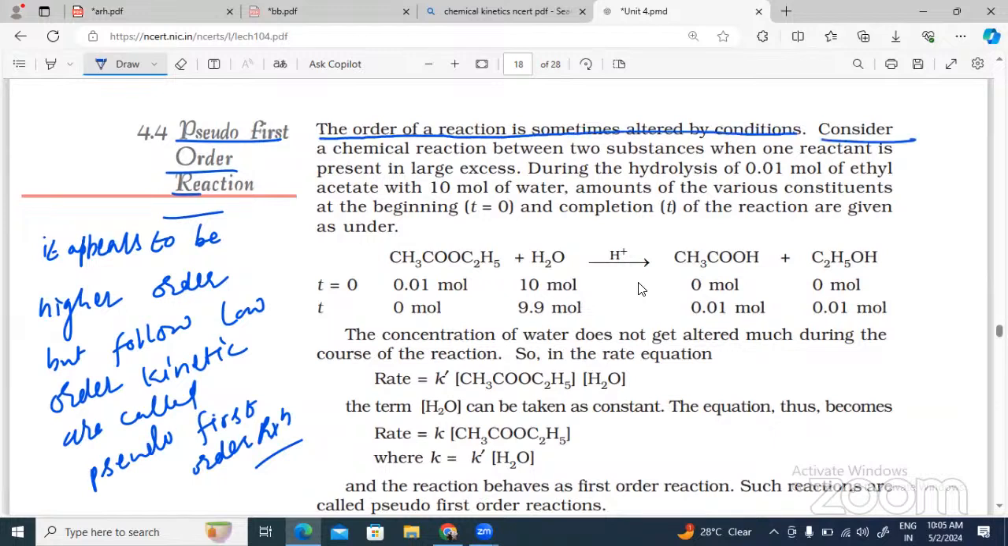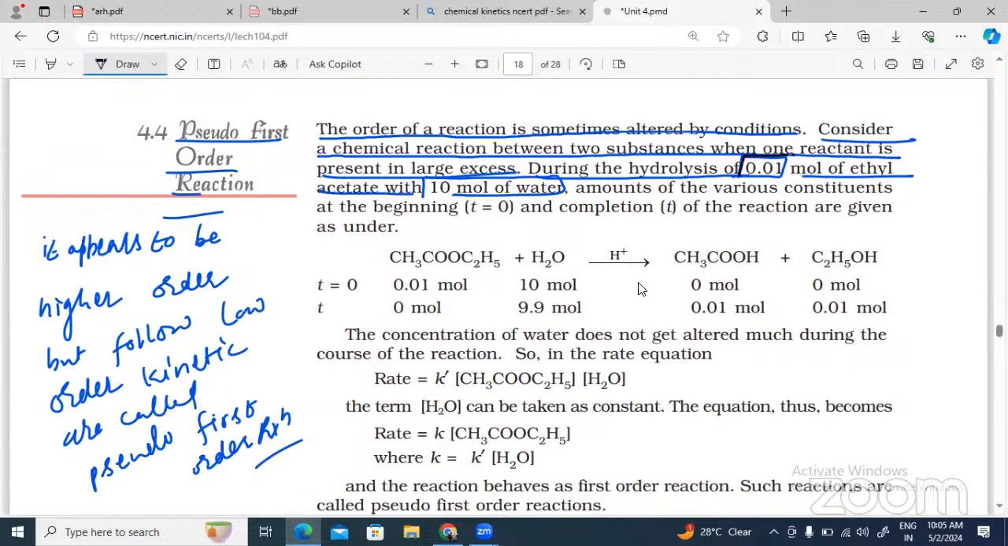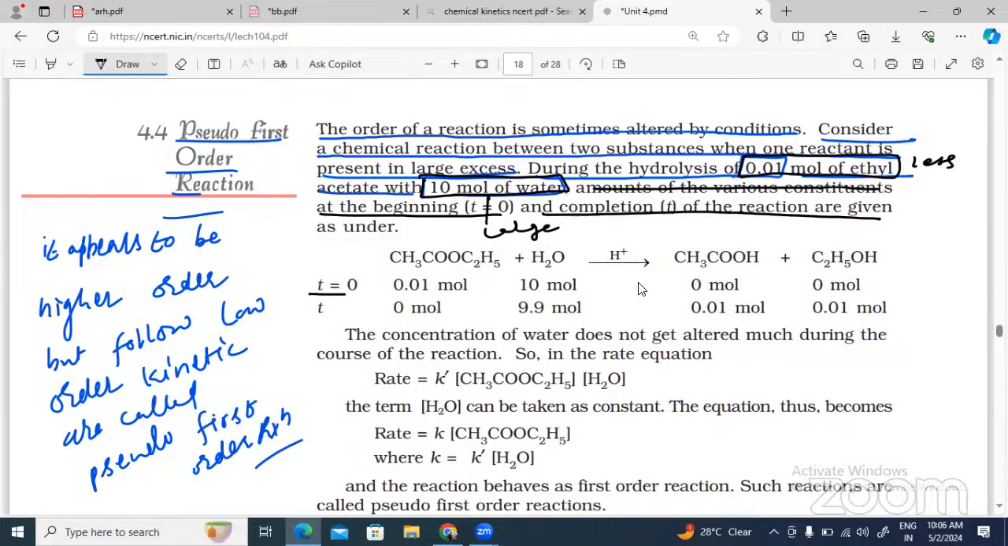Consider a chemical reaction between two substances when one reactant is present in large excess. During the hydrolysis, 0.01 mole of ethyl acetate in 10 mole of water. So now see which one is in excess. 0.01 mole of ethyl acetate is very less, and here 10 mole of water is there. This is going to be large. So the amount of various constituents at the beginning, t equal to 0, components of the reaction given. So here is t equal to 0.